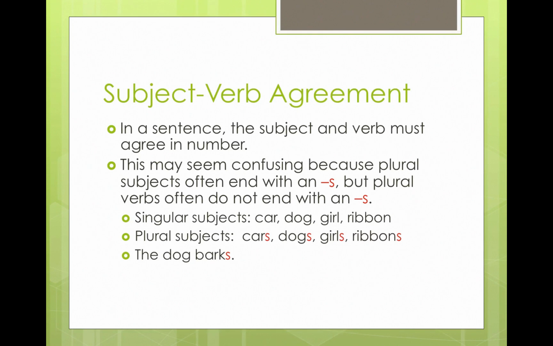The dog barks. That's a complete and proper sentence that's in agreement. Barks is a singular verb because it matches that singular subject, dog. Now, if we wanted to talk about dogs, we would say the dogs bark, okay, because dogs is plural. However, bark is a plural verb, even though the S is not there.